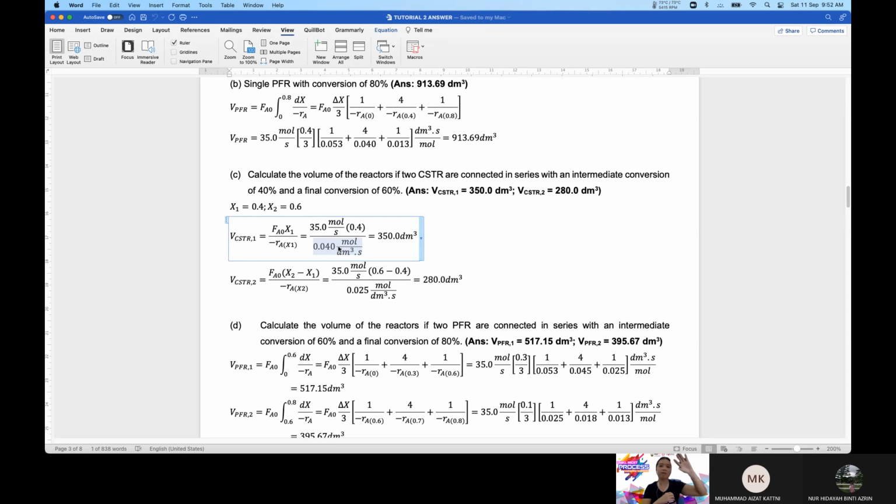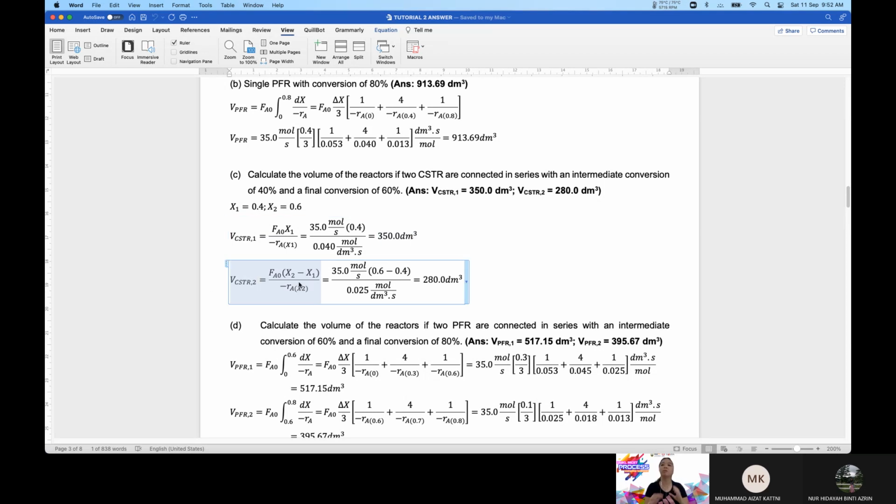So kamu kena refer balik pada table. Bila X 0.4, minus RA 0.040. Okay, so then you multiply, you will get the volume 350 dm cube. Meaning, reaktor pertama tu, kalau kamu hanya nak capai conversion setakat 40%, you just need the volume of the first reactor to be minimum dia to 350 dm cube. Okay. Subsequently, reaktor yang kedua.